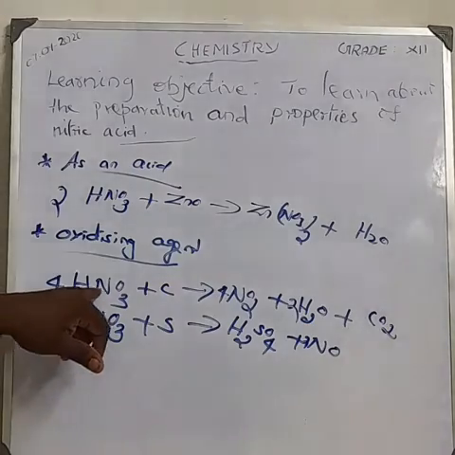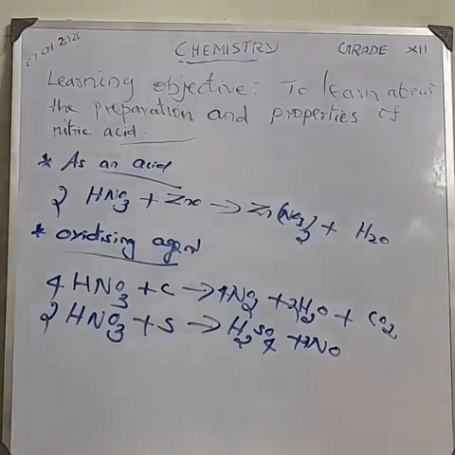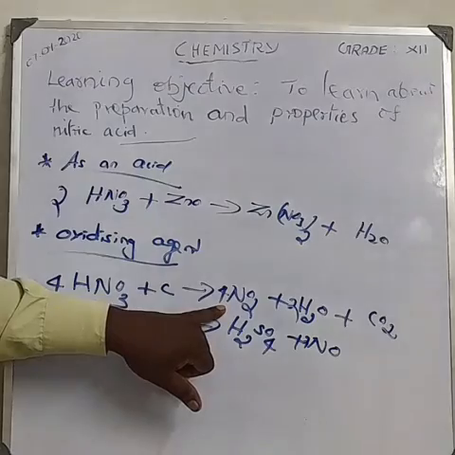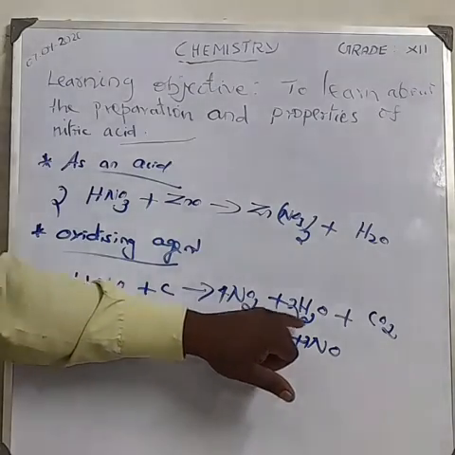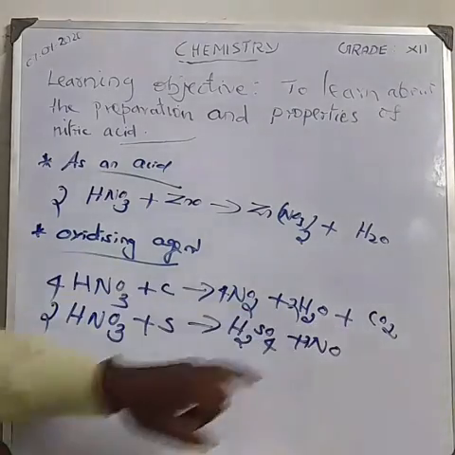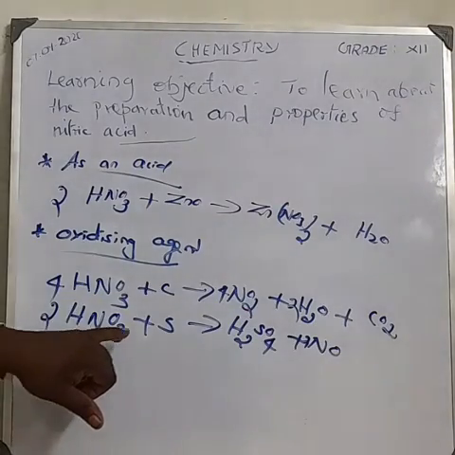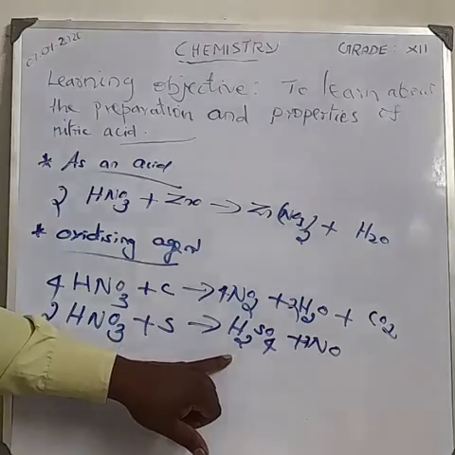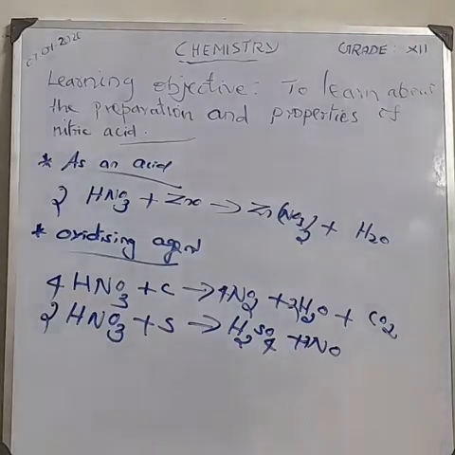Nitric acid reacts with the carbon. What are the products obtained? NO2, nitrogen dioxide, water plus carbon dioxide. Nitric acid reacts with the sulfur, we get sulfuric acid and nitrogen monoxide. Okay, these 2 equations are enough. And again they are having 4 more equations. We can discuss during the revision time.